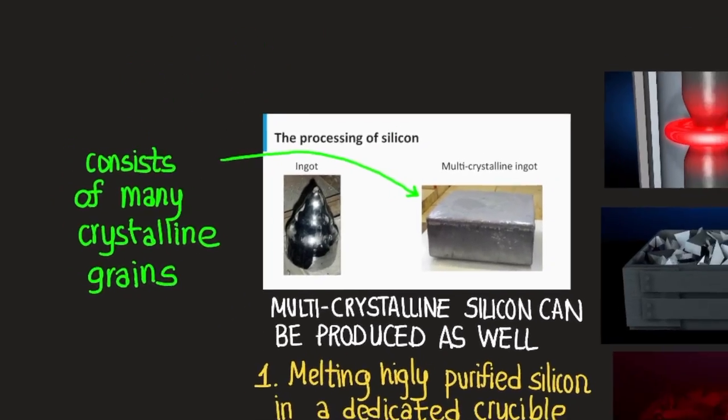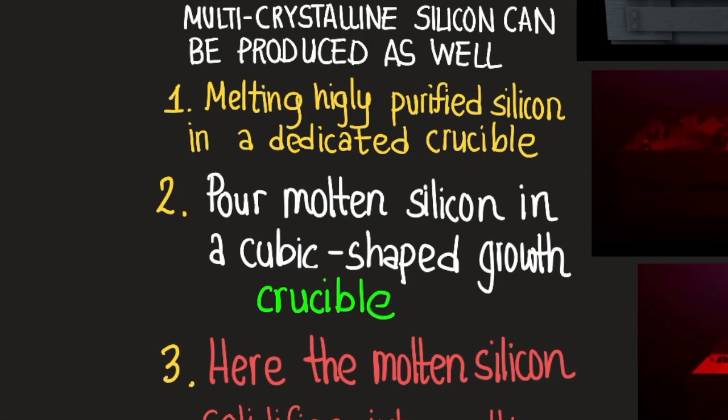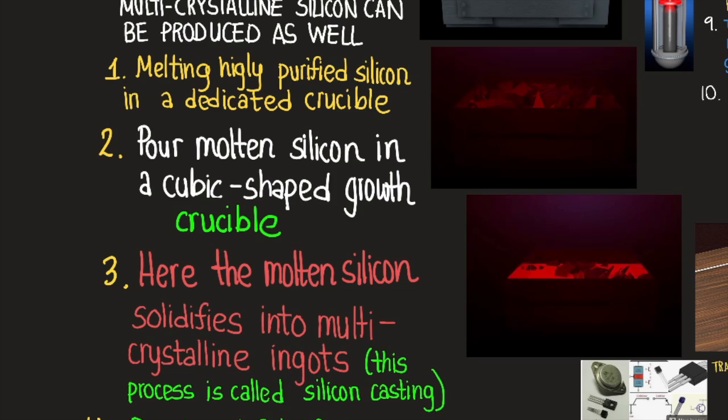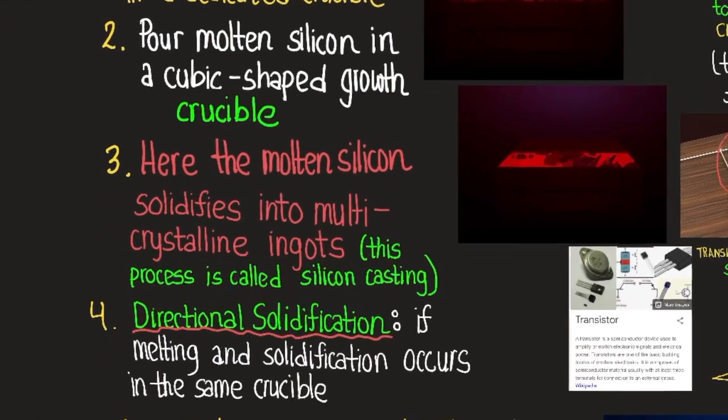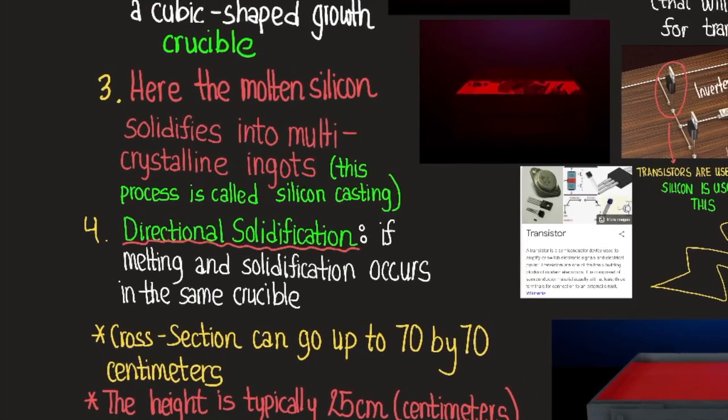So the processing of silicon from ingot to multicrystalline ingot. So multicrystalline silicon can be produced as well. So step number 1, melting high purified silicon in a dedicated crucible. So step number 2, pour molten silicon in a cubic shaped growth crucible. Step number 3, here the molten silicon solidifies into multicrystalline ingots. This process is called silicon casting.